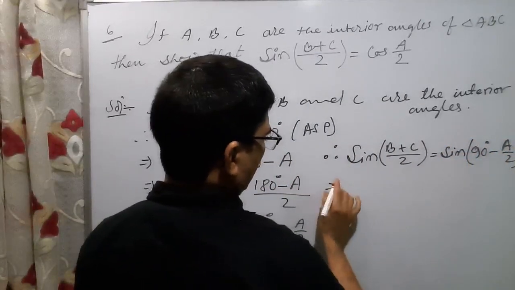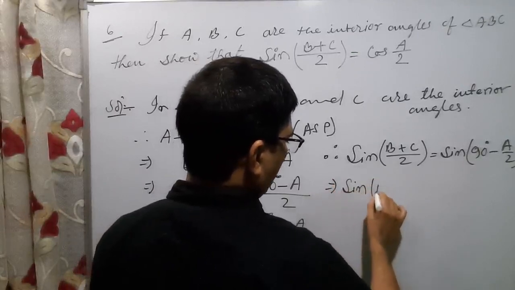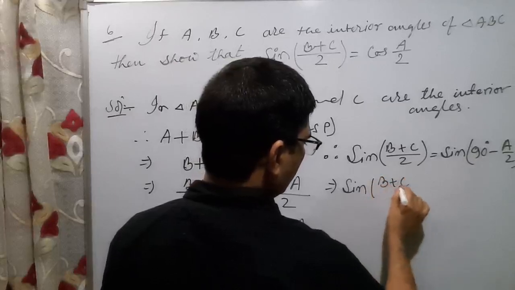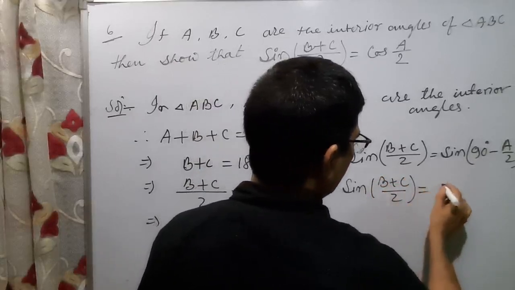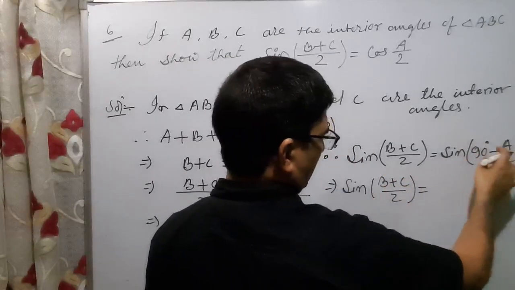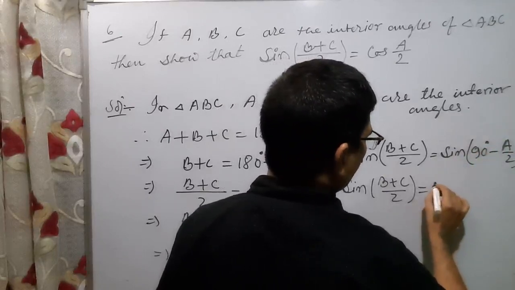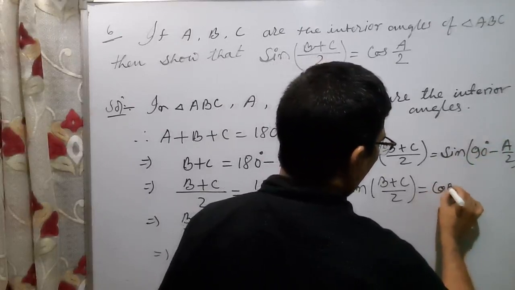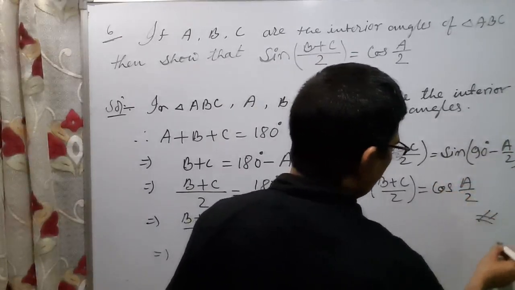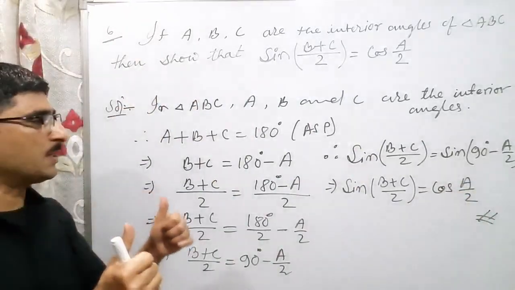That implies sine B plus C by 2 is equal to sine 90 minus theta. Here theta is A by 2. Sine 90 minus theta, where theta is A by 2, is equal to what? Cos A by 2, that is cos theta. So cos theta is A by 2. So this is your proof. It's not very difficult to understand.